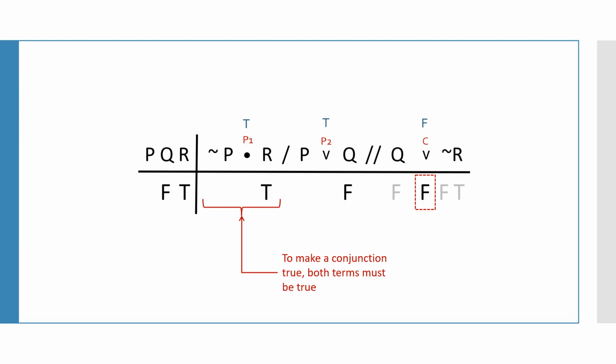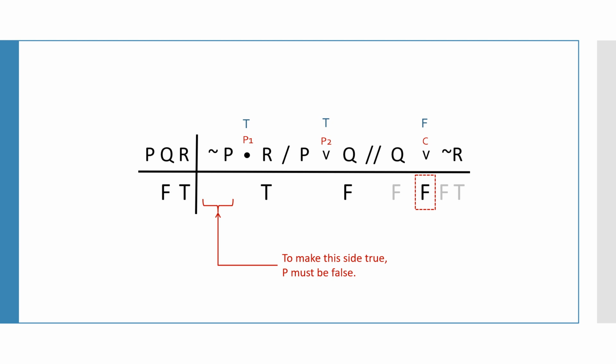Now, in order to make a conjunction true, it turns out that both terms would have to be true. So it's pretty much just the opposite of a disjunctive statement. Now, we already know that R is true, and so all that's left to us is to figure out how to make P or not P true. And that, of course, implies what?